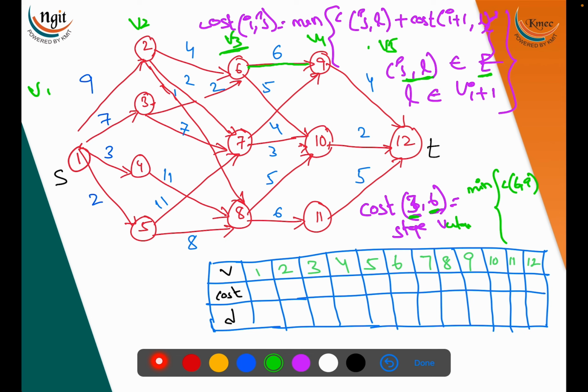After you know C 6 comma 9, you have to add this value to the value of cost 4 comma 9. That means cost 4 comma 9 is what? 4 is stage number 4, and L represents V i plus 1. Stage number 4, vertex 9. What is the cost of this? Once you know this, it will be easy for you to calculate the cost. So we'll solve this problem. That means we'll find the cost of this multi-stage graph, but keep this formula in mind. Now let's get started.